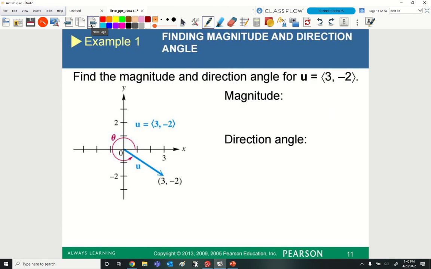All right, magnitude. We're going to do the magnitude of this. So to get the magnitude of this, what's my vector called? What's the name of this vector? <3, -2>.